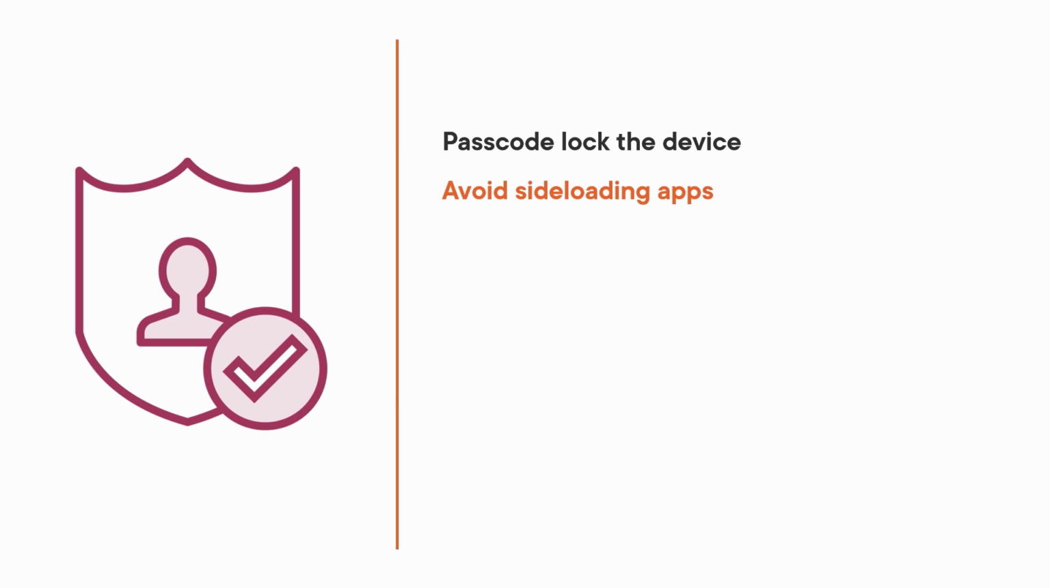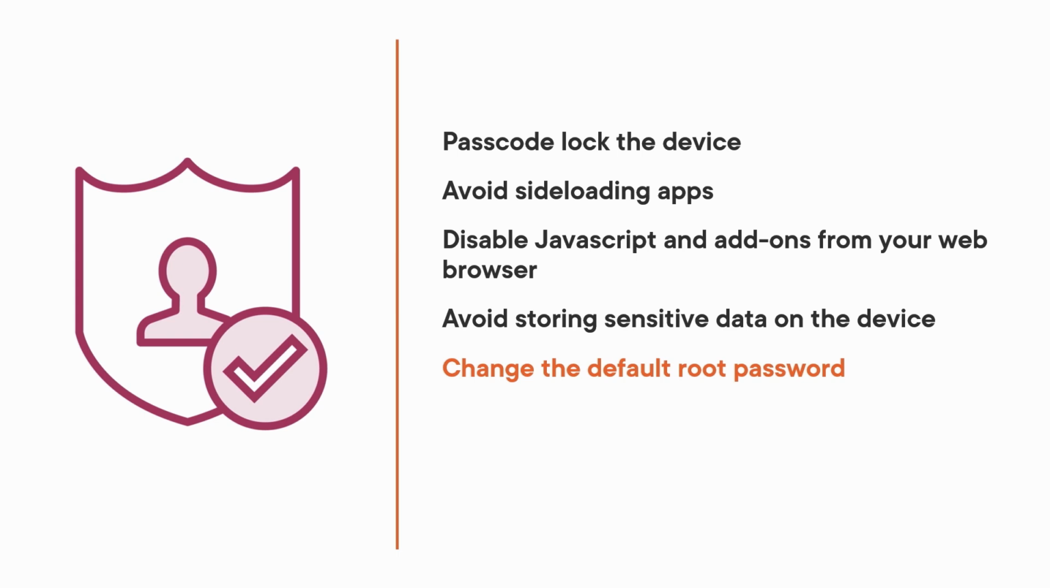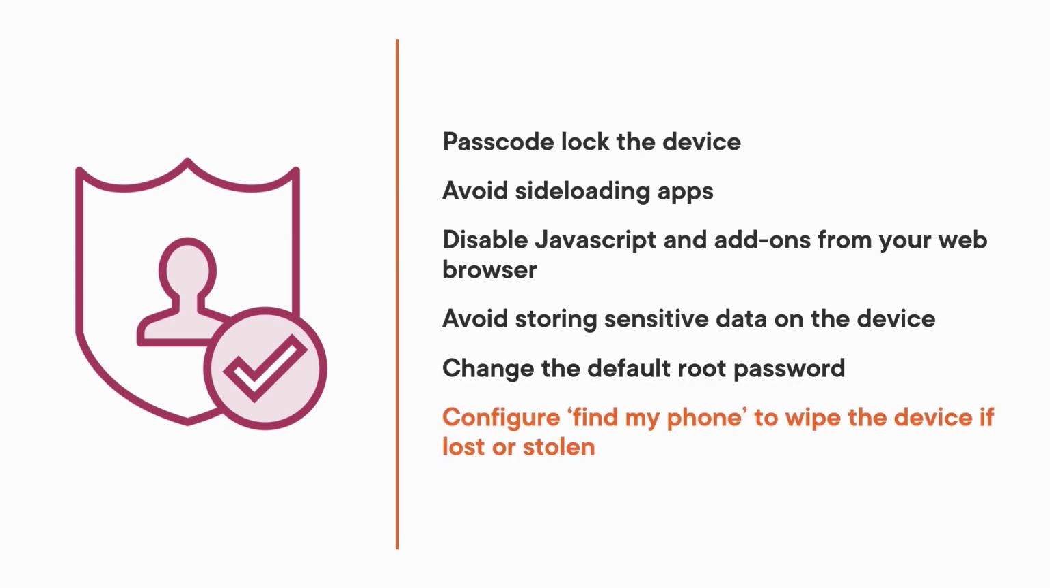Don't allow people to sideload apps. Make sure that we disable JavaScript and add-ons from your web browser. Avoid storing sensitive data on the device. This would include client-side databases. Listen, if you're gonna jailbreak, please change the default root password. It's Alpine. And if you haven't changed it, you don't know how to change it, you just rooted your phone, you're asking for problems. Configure the Find My Phone option so that it gets wiped if it's lost or stolen.